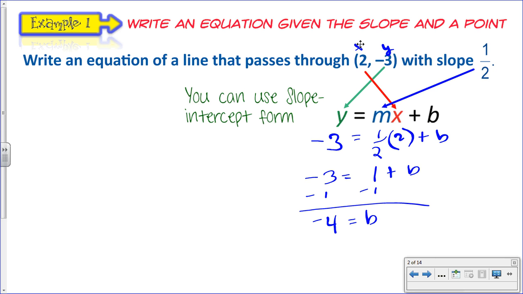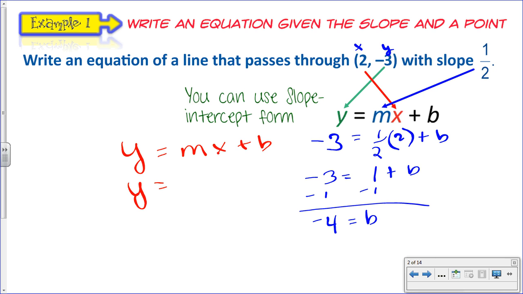Okay, now, is this your answer? Think about it. Read the instructions again. What does it say? Write an equation. Have we written an equation? Is this my final answer right here? A lot of people forget to do this. What you have to do now is take all the information that you have and plug it back into y equals mx plus b.